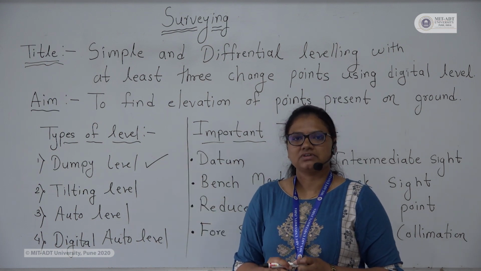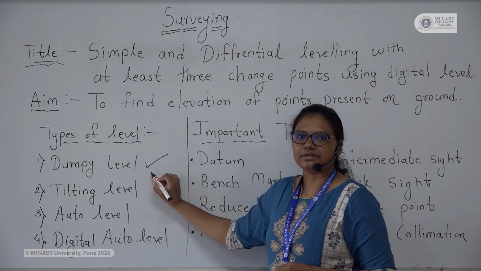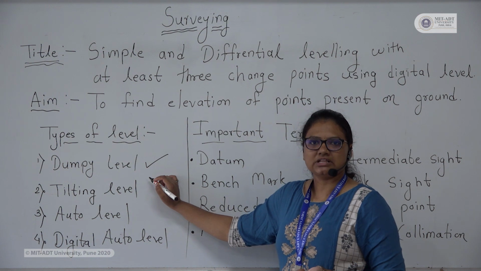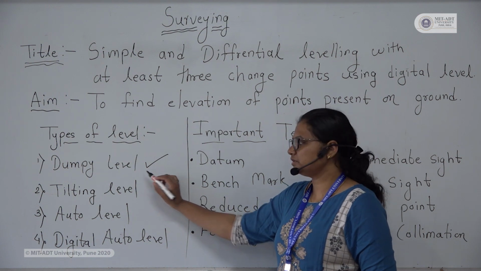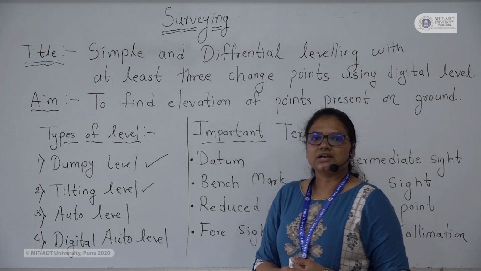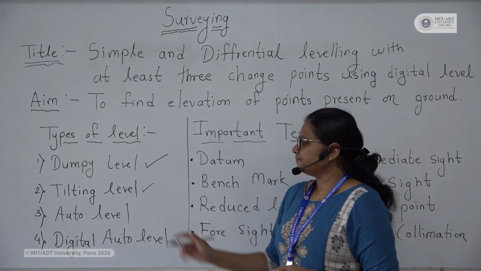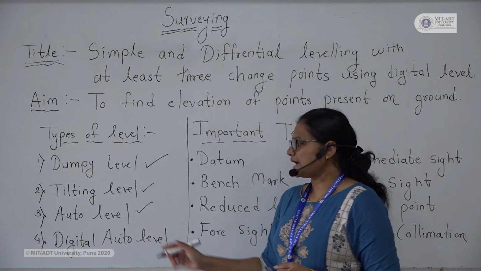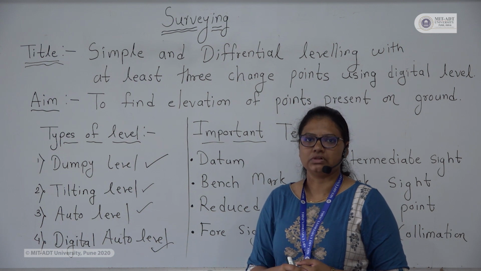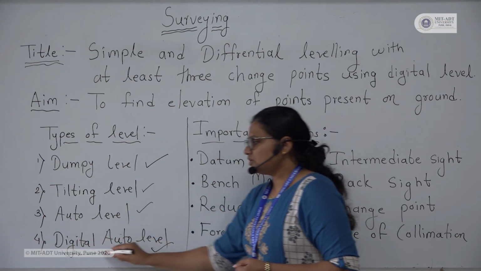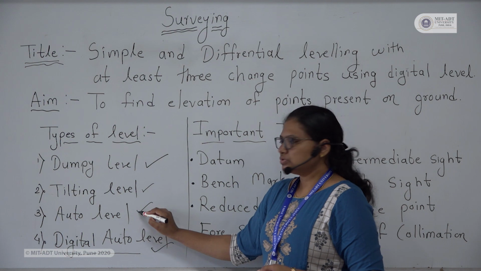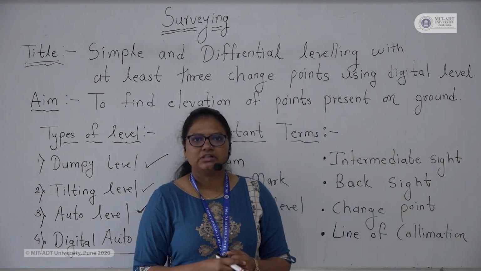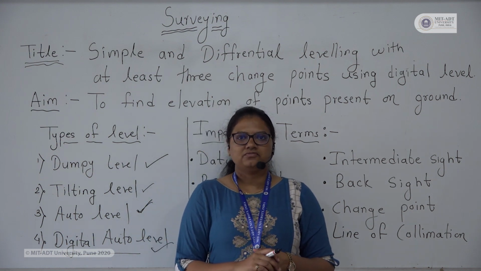In previous days we used this dumpy level. In this instrument we can measure the readings from the north direction, as well as the level of different points. Then the second type of level is the tilting level. The third one is the auto level, which we are going to use in this surveying, and the fourth one is the digital auto level. Nowadays we use the digital auto level, but in this practical we are going to use the auto level.